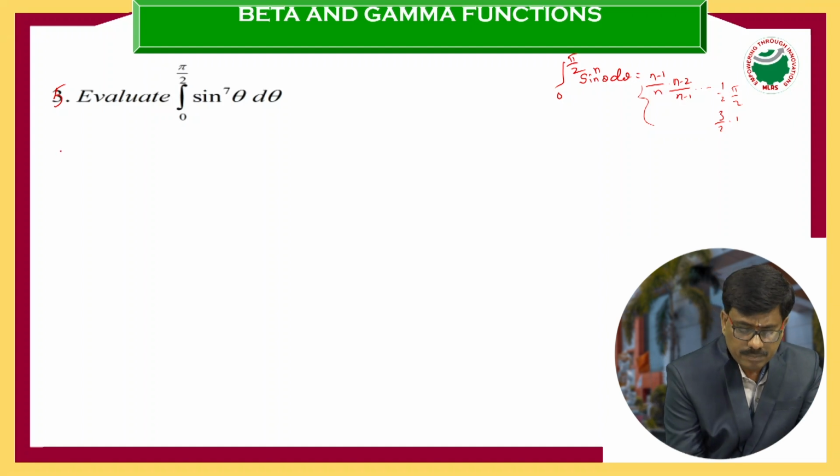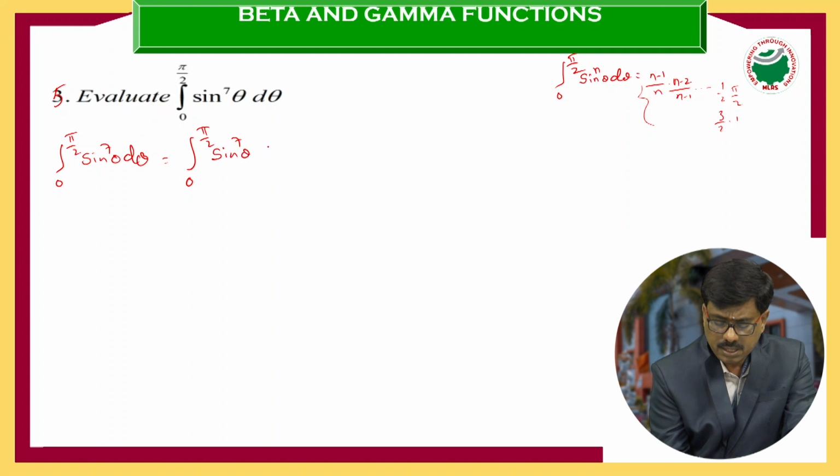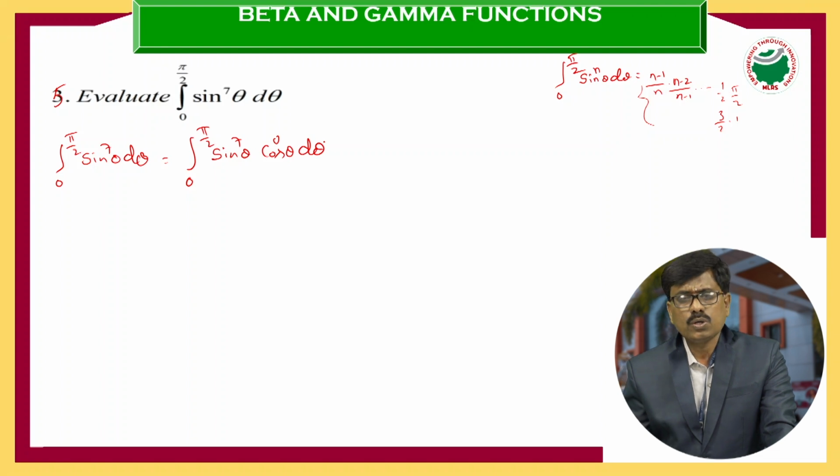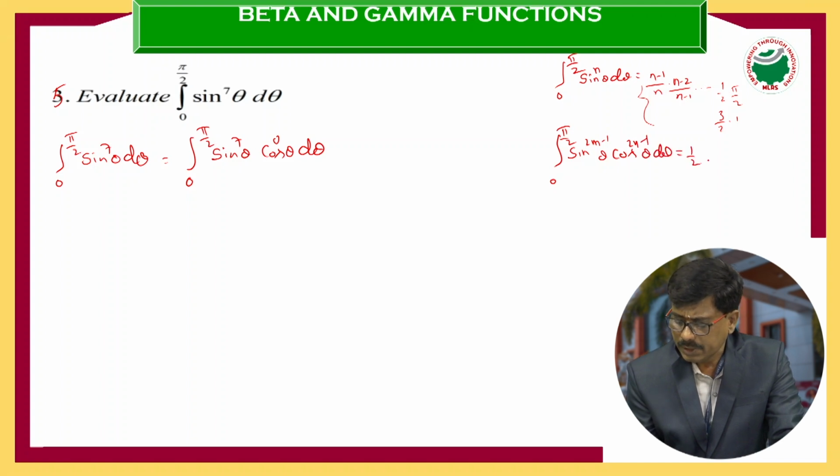Let us take this example problem. Integral 0 to pi by 2 sine power 7 theta d theta. I can rewrite it as integral 0 to pi by 2 sine power 7 theta cos power 0 theta d theta. Already you know the beta function in trigonometric form. Integral 0 to pi by 2 sine power 2m minus 1 theta cos power 2n minus 1 theta d theta equals 1 by 2 into beta of m comma n.